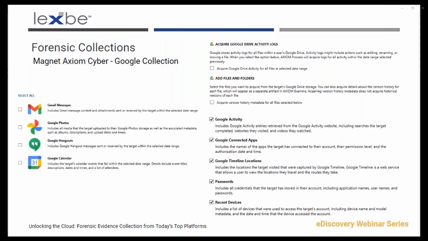Different apps connected to Google, timeline locations, which includes the locations the target visited that were captured on Google Timeline. You can pull passwords for Google accounts and different passwords, credentials to access the different connected apps as well. And also recent devices that were connected to the account. So which phones, which computers, etc., were connected to this Google account.